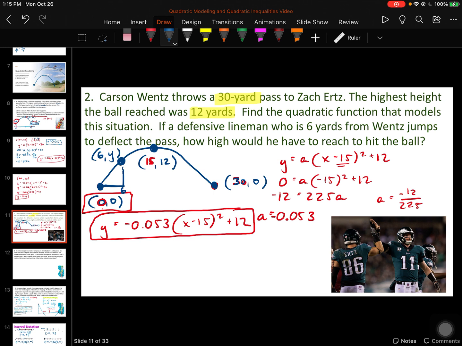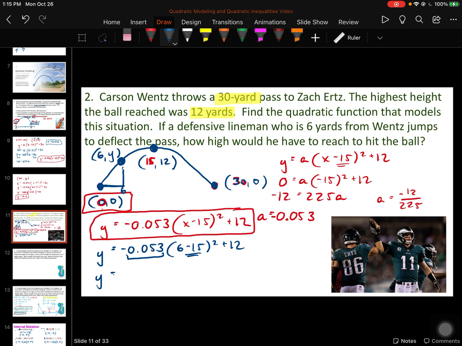So if we have the x, we can figure out the y. We can plug in 6 for x and then solve it out. So in your calculator, I'm doing 6 minus 15. That's negative 9. Square it. You get 81. 81 times your a value, negative 0.053, and then add 12.